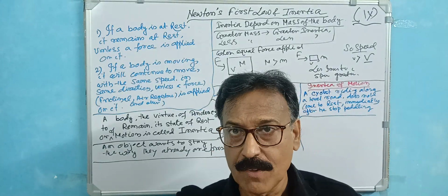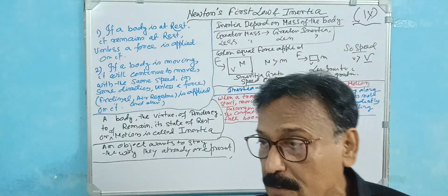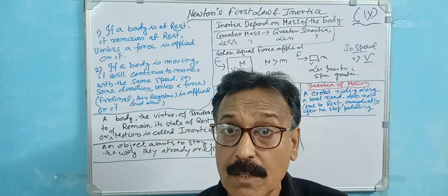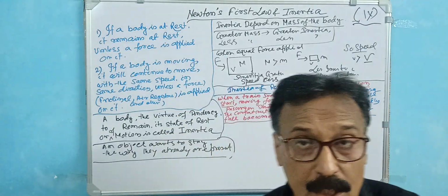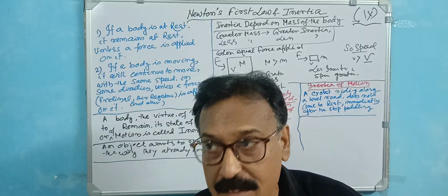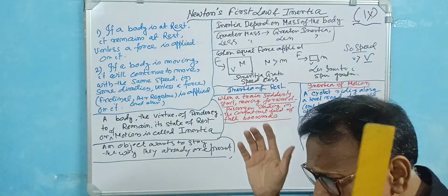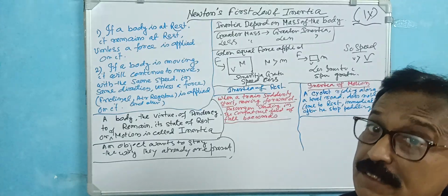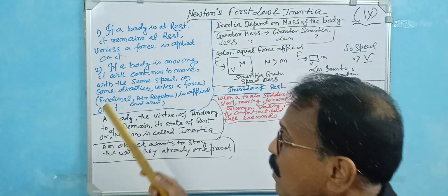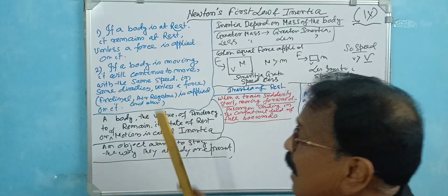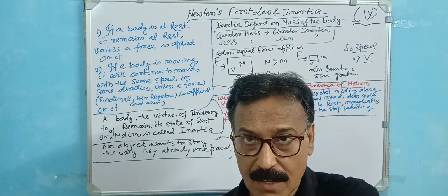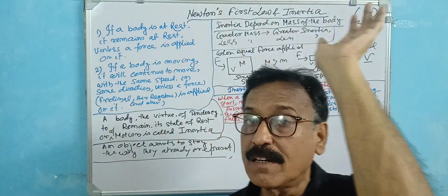If a body is moving in a straight way, suppose a ball is just rolling, that is the motion. So the tendency of the body is to continue in motion. That means if a body is moving, it will continue to move with the same speed in the same direction unless a force acts. If you do not apply a force, the body keeps moving continuously.